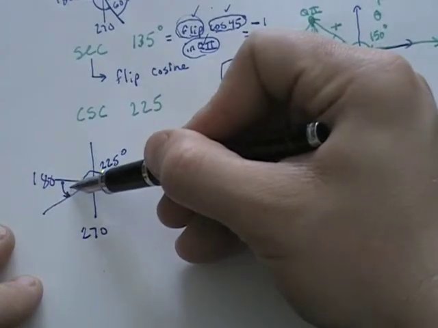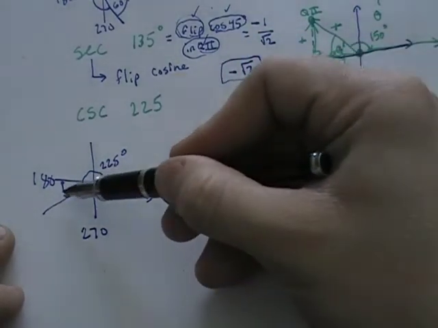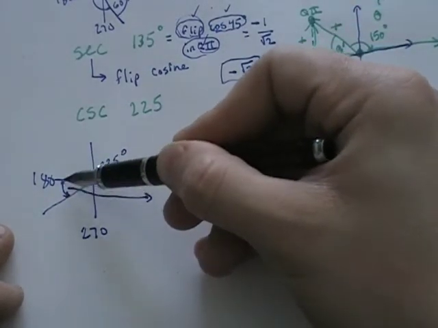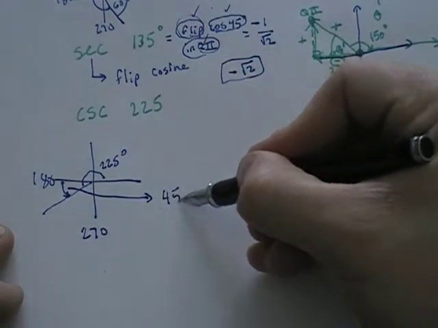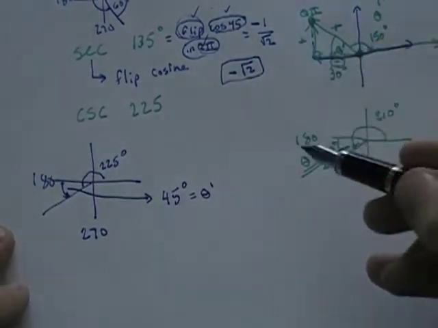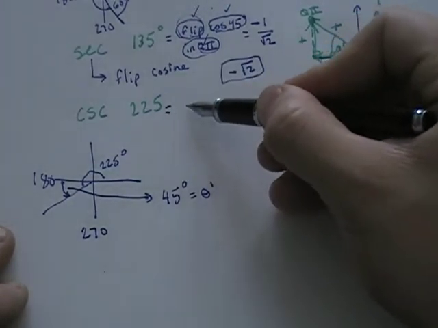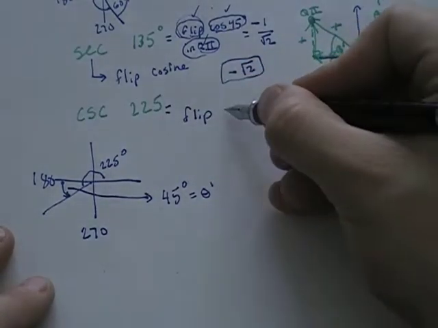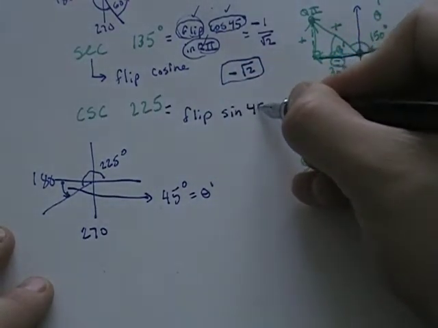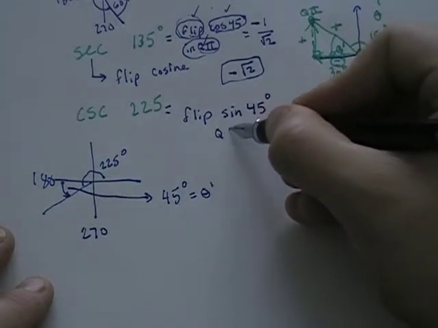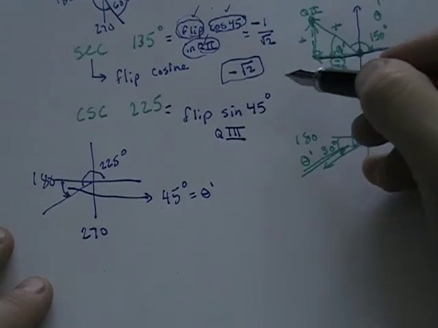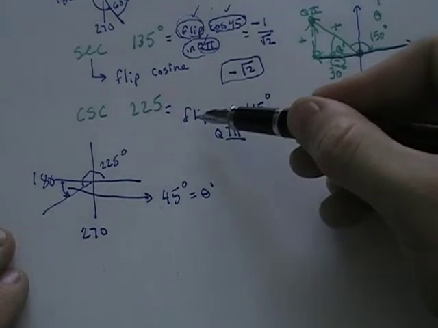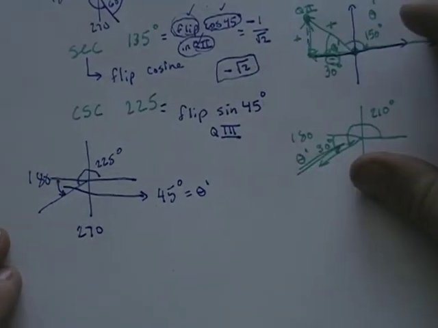What is this angle right here? Well, how do I find that? Well, 225 minus 180, right? The nearest x-axis is 45 degrees. That's my reference angle. So what is this really? This is equal to flipping, because cosecant is a reciprocal of sine, flipping sine of 45 in quadrant 3. So I find this, put the correct sign, then flip it. That's the answer to the question in green.